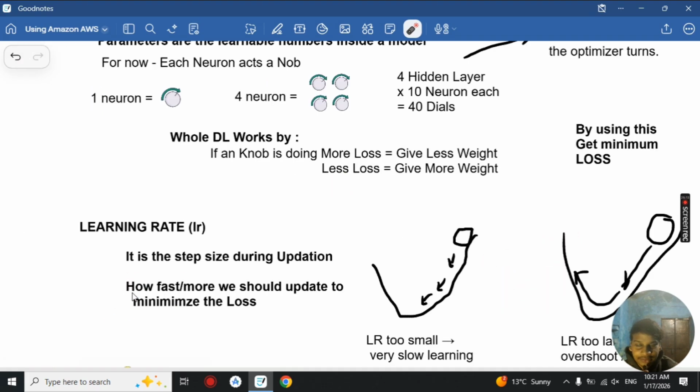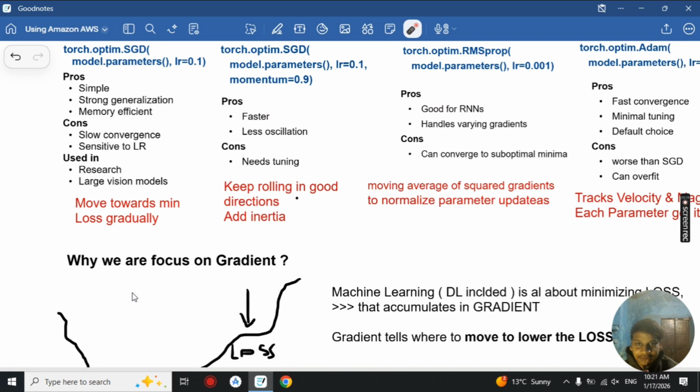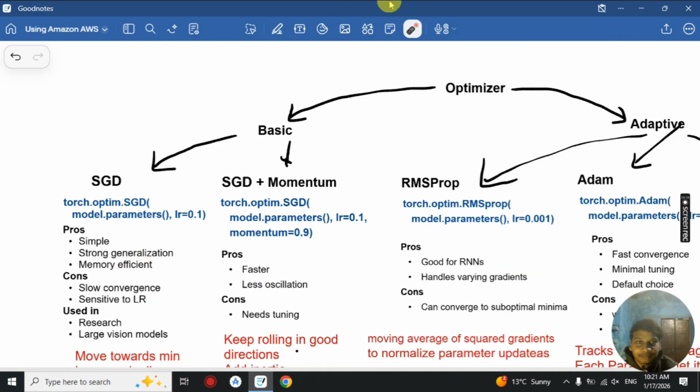So here the learning rate, the parameter and gradient is defined. So let's now understand the types of the optimizer function, okay. First is our SGD function. Here it is defined by torch.optim.SGD, okay, and then you pass the model parameters, basically the dials that have to be updated, and here the learning rate to specify how fast we should update the weight for the loss, okay.